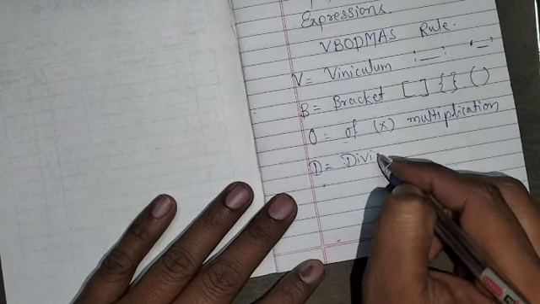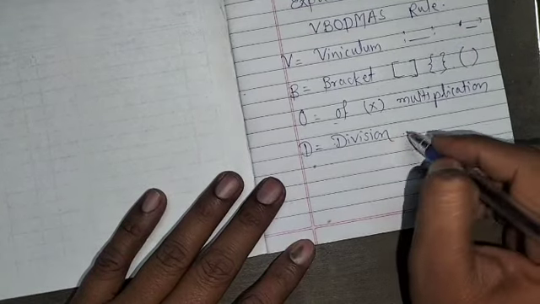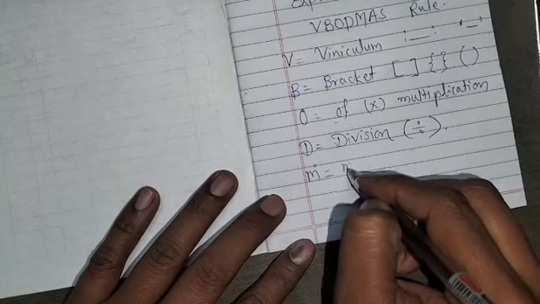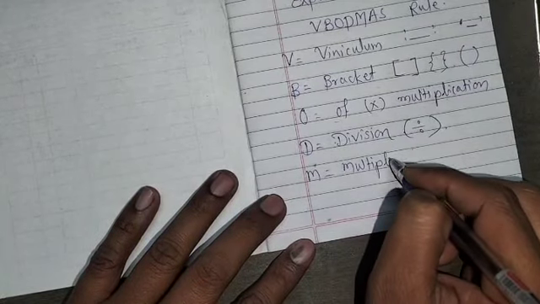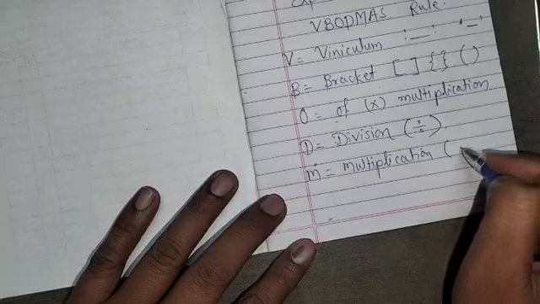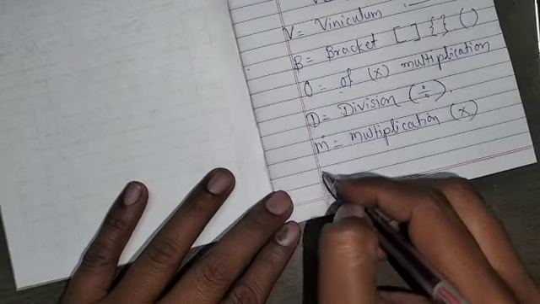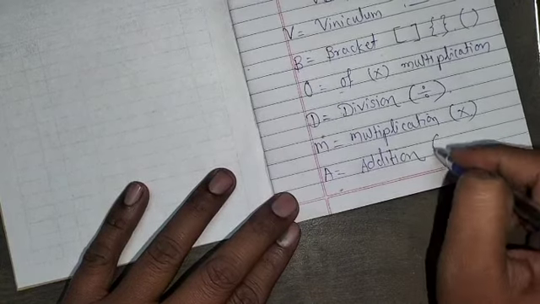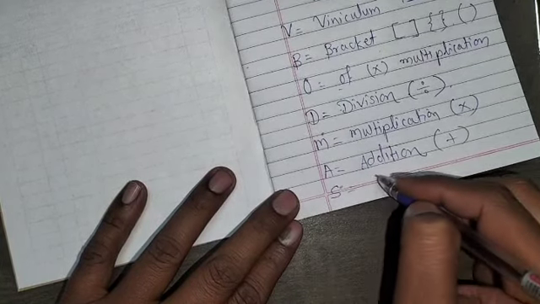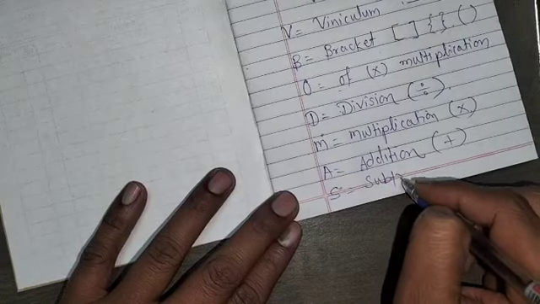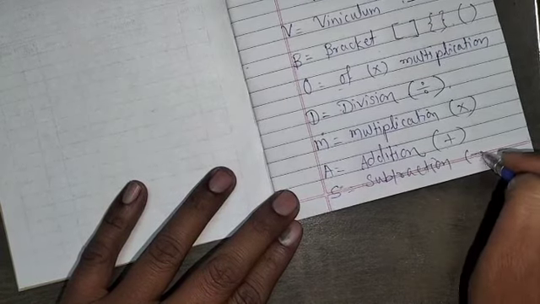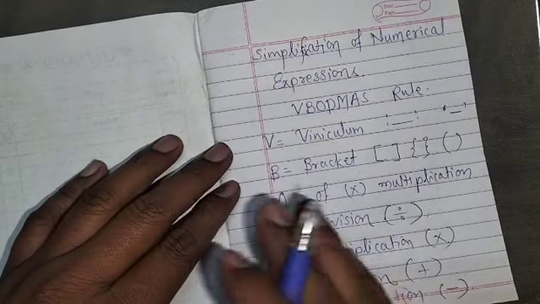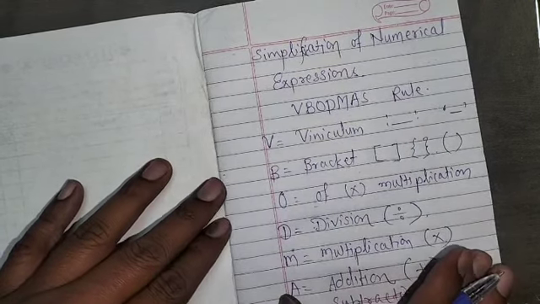D is for division symbol. Then M is for multiplication, purely multiplication. That is, the symbol is of the multiplication class. A is for addition, and S is for subtraction. So in this way, how to use BODMAS rule, we will see while solving these problems.